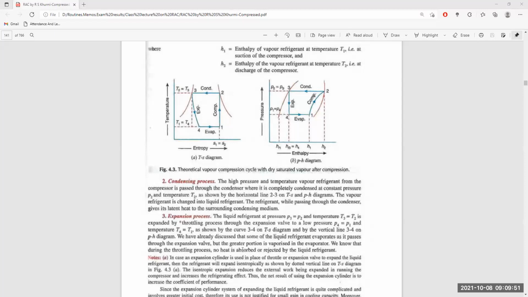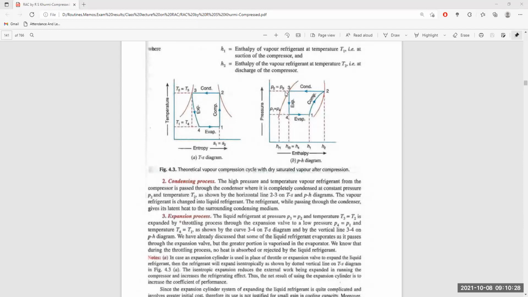Next comes the condensation process. From 2 to 3 is the condensation process, starting from point 2 on the dry saturated vapor line and finishing at point 3 on the wet saturated vapor line. The condenser is at high pressure and temperature. Here we see the temperature does not change; this is an isothermal change, the temperature T2 is equal to T3, and the pressure itself remains the same from 2 to 3.